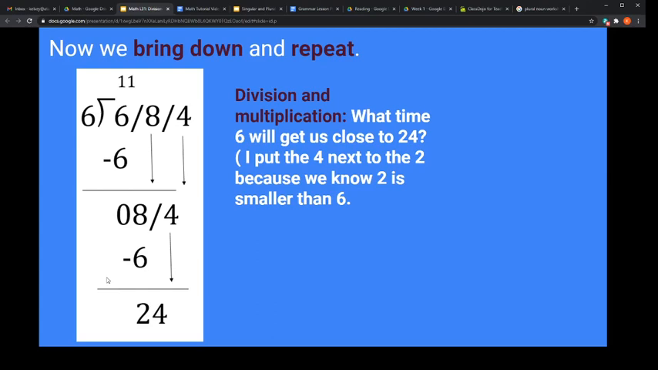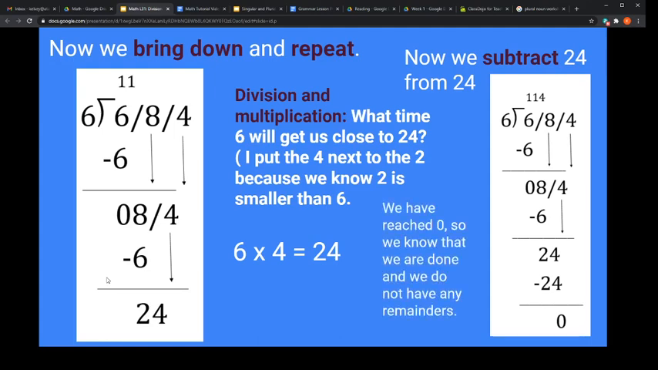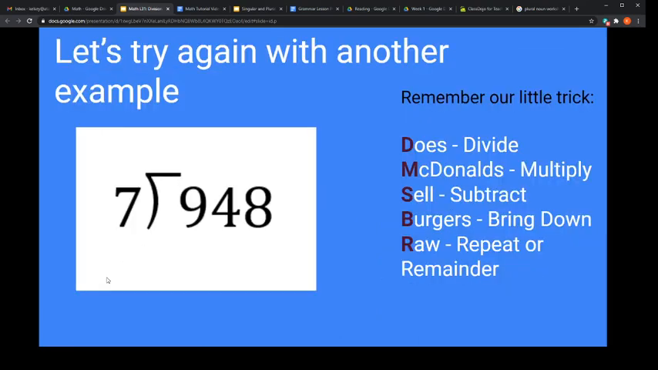And we bring down again. So we're carrying back down that 4. Okay, what times 6 will get us close to 24? I put the 4 next to the 2 because we know that 2 is smaller than 6. 6 times 4 equals 24. Now we subtract 24 from 24. And we get 0. We have reached 0, so we know that we are done and we do not have any remainders.